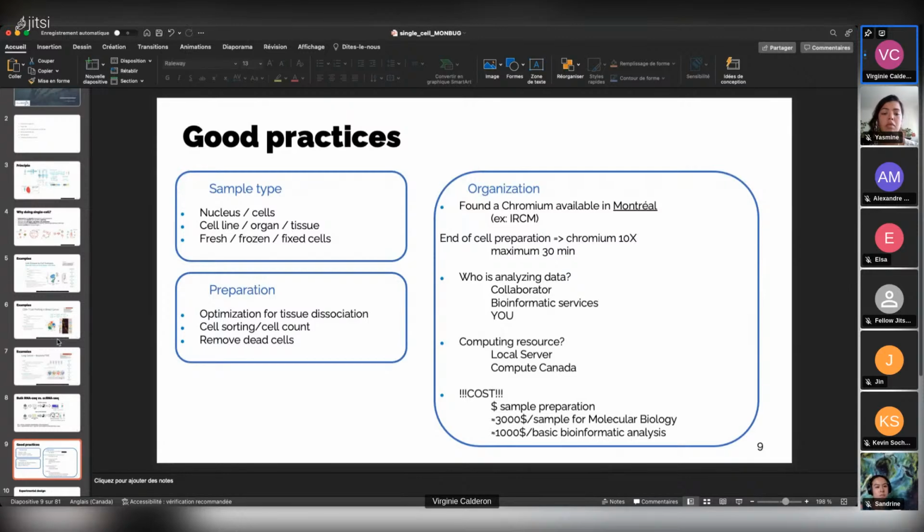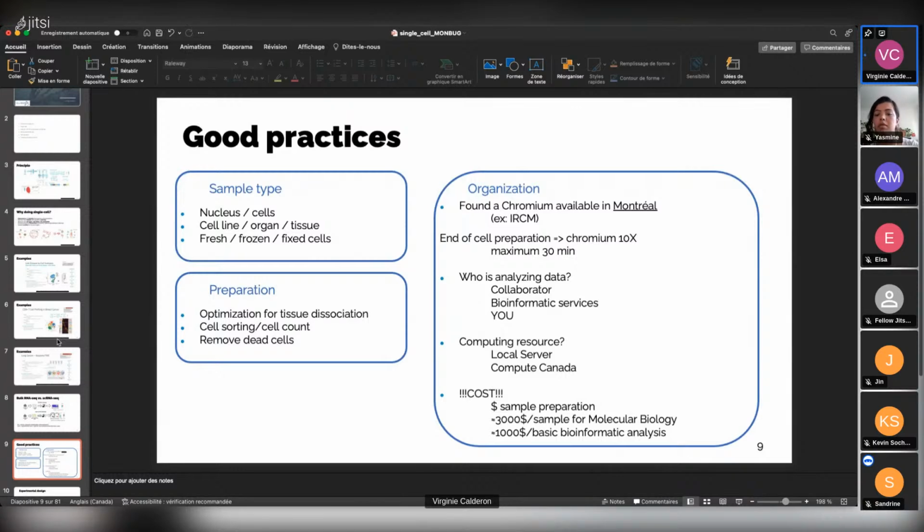If you are in Montreal, you need to find a place to do this type of experiments. So if you want to use the 10x Chromium, you need to find one that is available in Montreal. So there is several Chromium in Montreal. I think it's more than 10 right now, but not all of them are available as external services. So, for example, at IRCM, you are free, you can come and ask for the services, but there is also other institutions like maybe Genome Quebec that is offering this service.